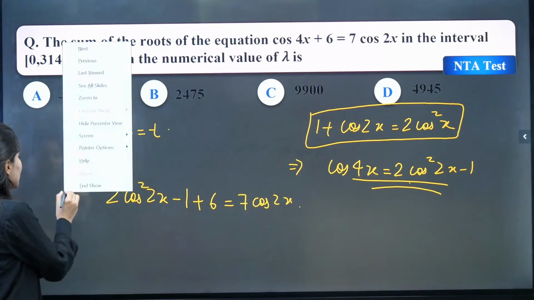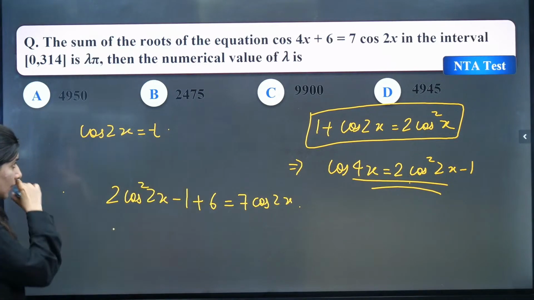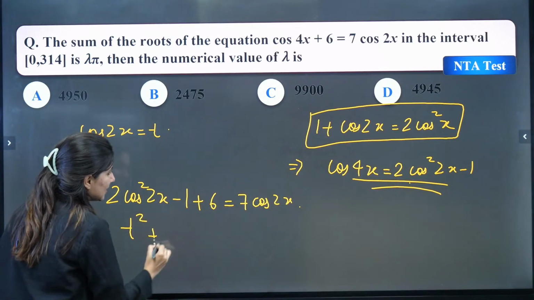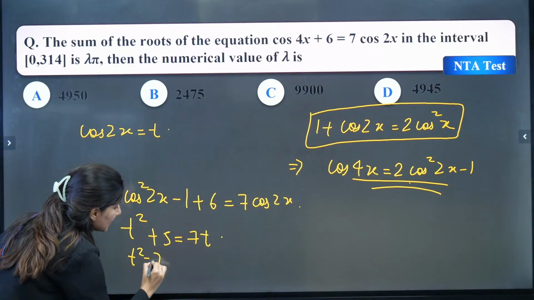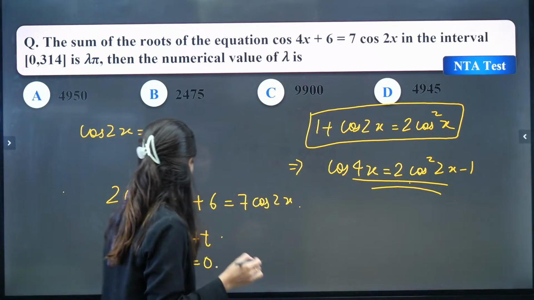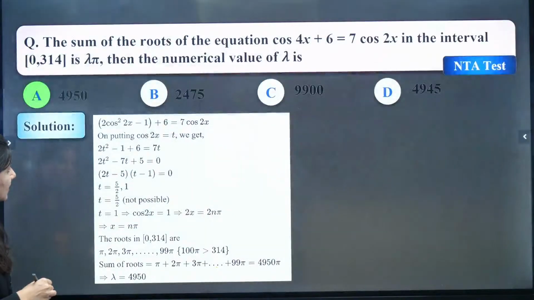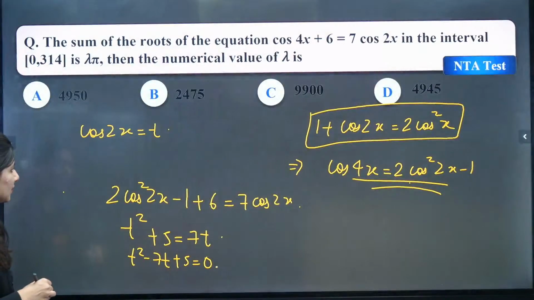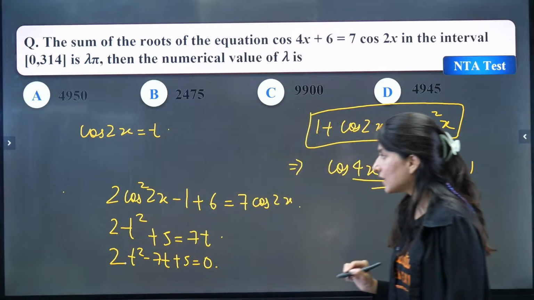Now what you need to do is create a quadratic equation in t. Let's do that. So this is t square plus 5 is equal to 7t. So t square minus 7t plus 5 is equal to 0. That's how it is. So this is your quadratic equation basically. So 2t square, so this is 2t square. 5 2s are 10.